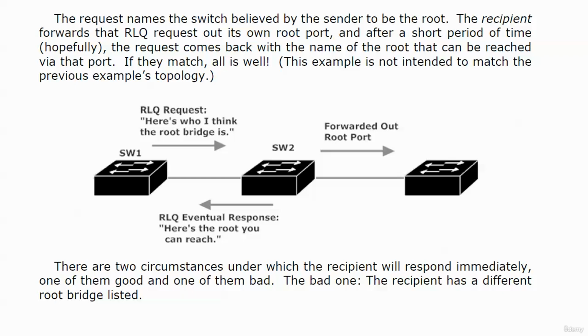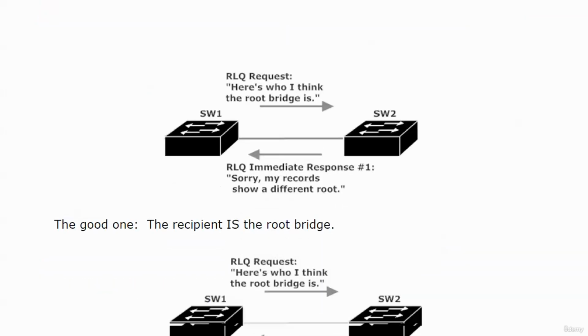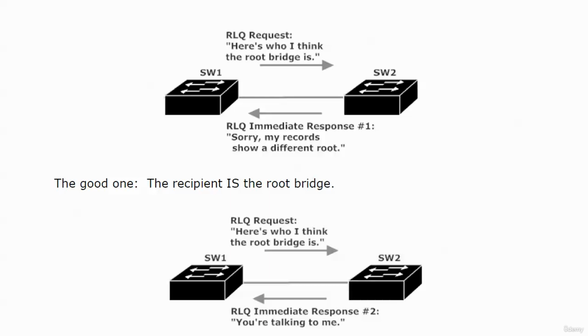Now, I say eventual response here because there are 2 circumstances under which the recipient of that RLQ request is going to respond immediately. One of them is good and one of them is bad. The bad one is that the recipient has a different root bridge listed, period. And it's just going to fire back immediately and say, my records show a totally different root. I don't know what you're talking about. The good one is when the recipient is the root bridge. You're sending out an RLQ request: here's who I think the root bridge is. Can I meet it? Can I find it this way? And the immediate response is, hey, you're talking to me already.